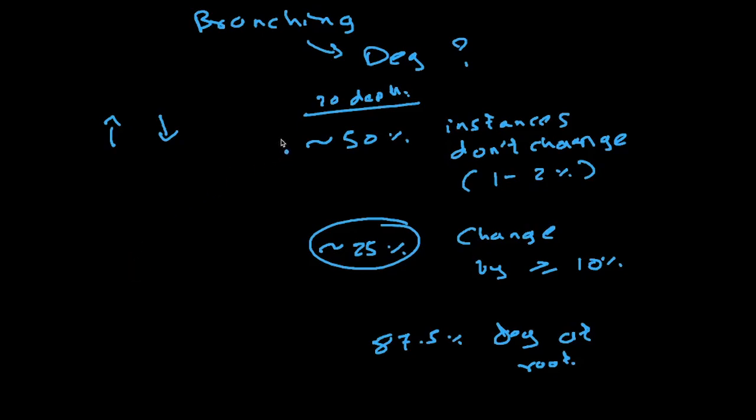So this was about the degeneracy rate, right? What about this variable constraint ratio? They basically saw that it decreases at higher depth, right?